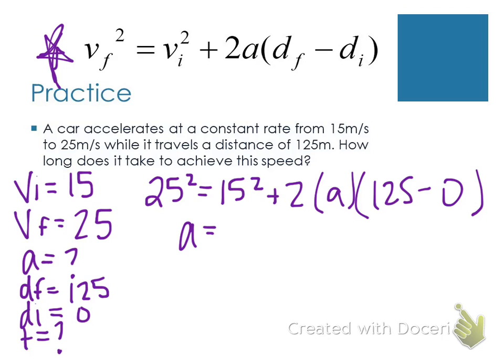Does anyone have an acceleration they want to share yet? 1.6 meters per second. Not the right units. Acceleration should be meters per second squared, but I did have it at 1.6. So we're squaring the 25, then we subtract 15 squared, then we take 2 times 125, which is 250. Why would you subtract?